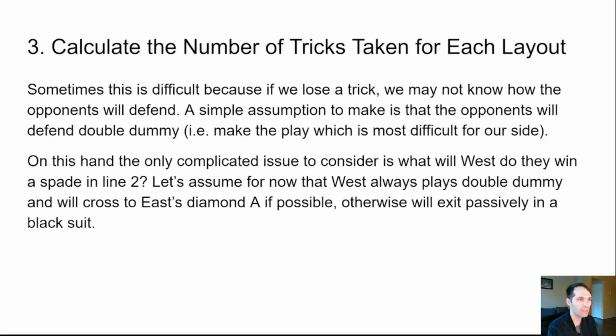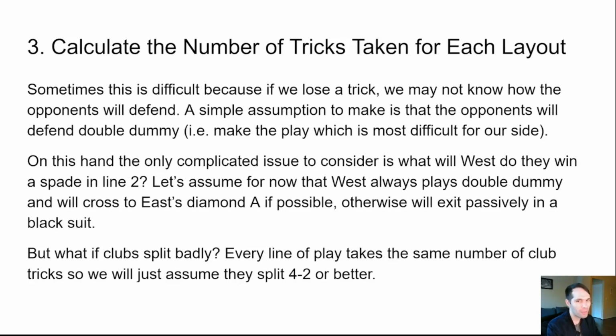On this particular hand, really the only thing that we need to worry about in this case is what happens if West wins a spade after we take a spade finesse. So, making the double dummy assumption, we'll assume that West will always cross to East's ace of diamonds to get a heart through if possible, and otherwise is going to exit passively in a black suit to not set up any extra tricks for us.